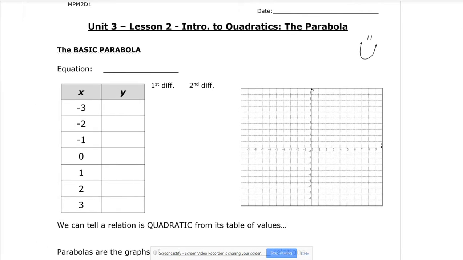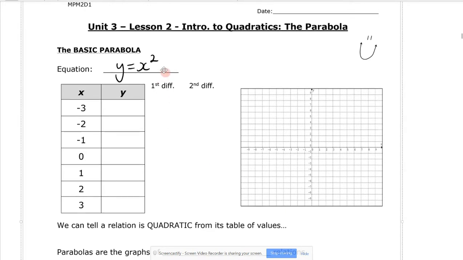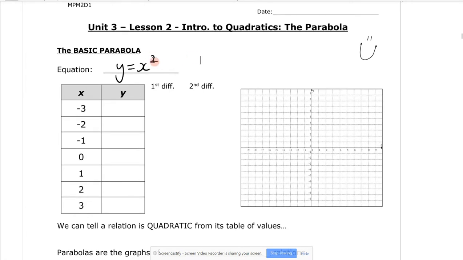All right, Unit 3, Lesson 2, Introduction to Quadratics, the Parabola. So I'm going to introduce to you this new shape, new kind of graph. It's called the basic parabola. And the equation for the parabola is y equals x squared. So what you may have been used to before with just an x now has an exponent of 2. Now, if I were to write a table of values for this equation, it would look something like this.